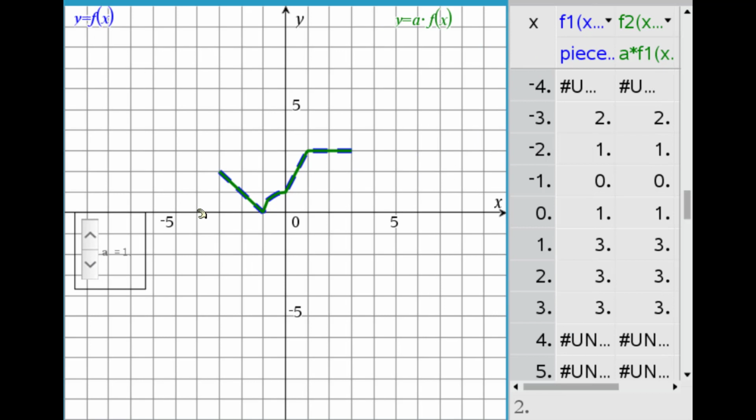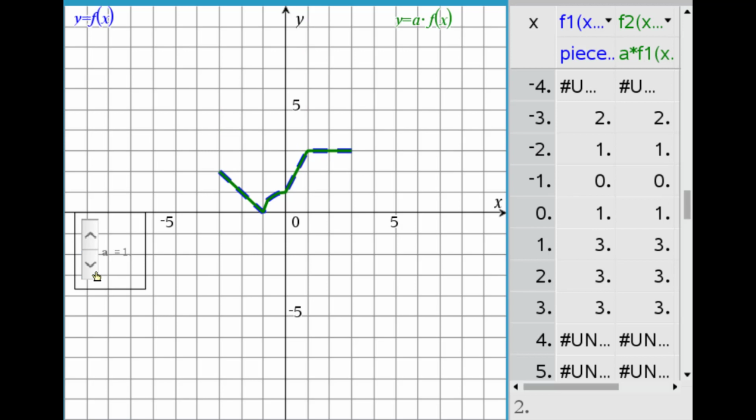Now we're going to use for our parent function this piecewise function here called f of x. And the green function is controlled by this slider right here. The step sizes will be 1 here. So y equals 2 times f of x. Notice what's happening to the curve and what is happening in the table when a is 2. When a is 3, notice what's happening to the graph and what happens to each y value in the table. And 4 kind of goes off the screen.